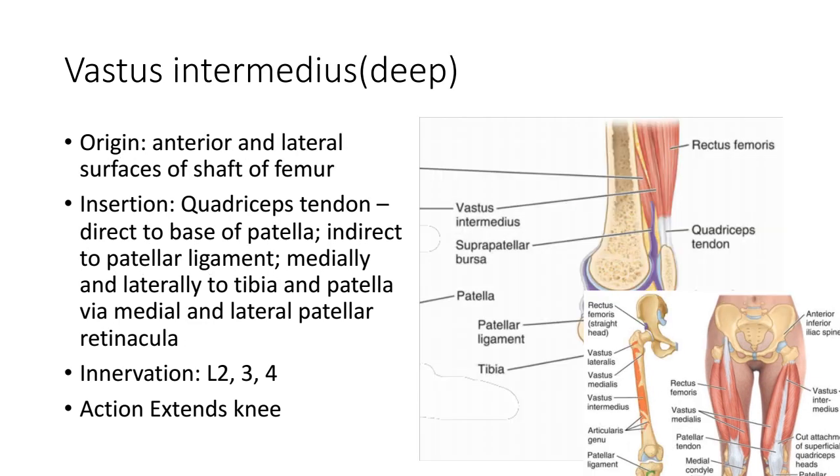The vastus intermedius is deep to the rectus femoris. Its origin is the anterior and lateral surfaces of the shaft of the femur, and it inserts on the same quadriceps tendon. It's identical to the other vastus muscles as well as to the rectus femoris, also innervated by L2, 3, and 4, and also its action is to extend the knee.